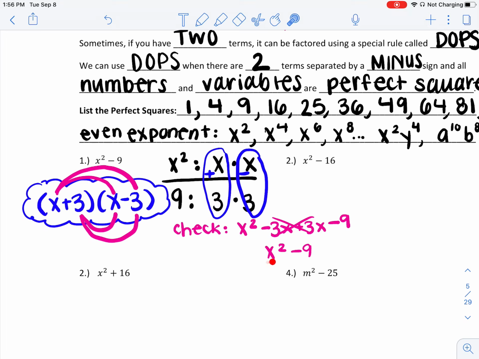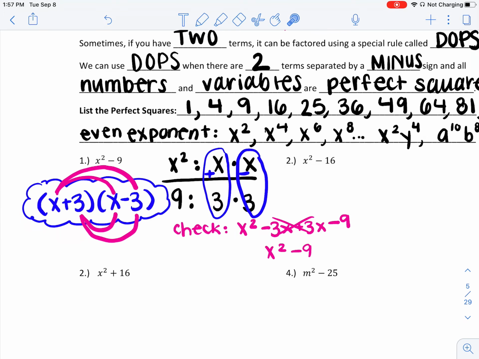So that's what we needed it to equal because that was the question. That was the thing that we were supposed to factor. So DOPS always is set up this way. You always have one with a plus and one with a minus because that's the only way to get those middle terms to cancel out so that you end up with just the two terms with the minus sign in the middle. So all of this stuff, this check, all of the stuff I wrote in pink, that's not part of our answer. That was just to check our answer. The stuff in blue is the answer.